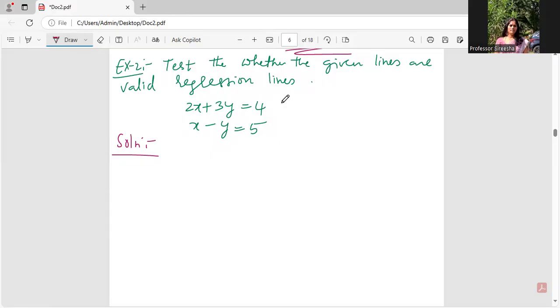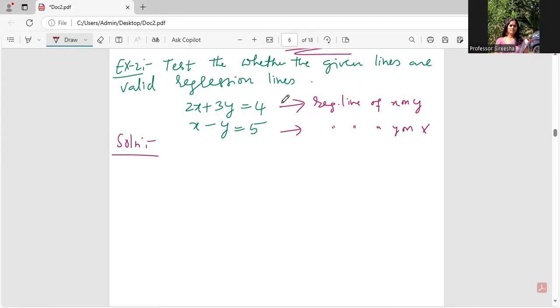See, suppose I have taken the first one as the regression line of x on y, and the second one as the regression line of y on x. If I have taken like this, then how will I know? How will I validate it?